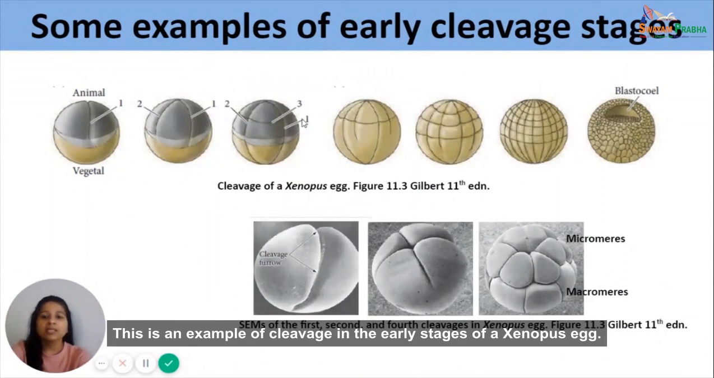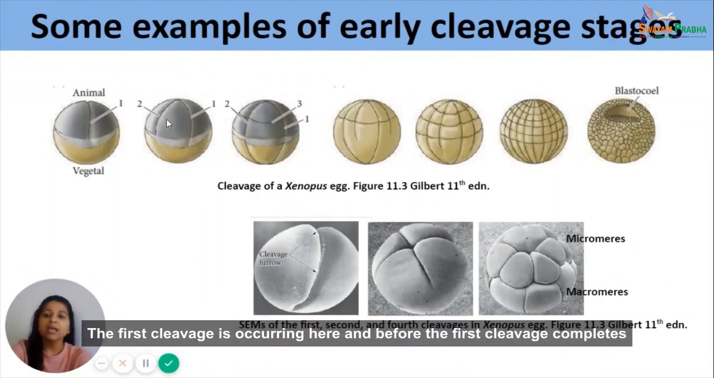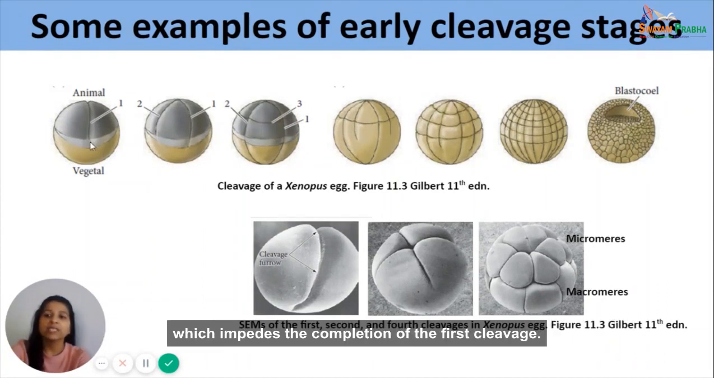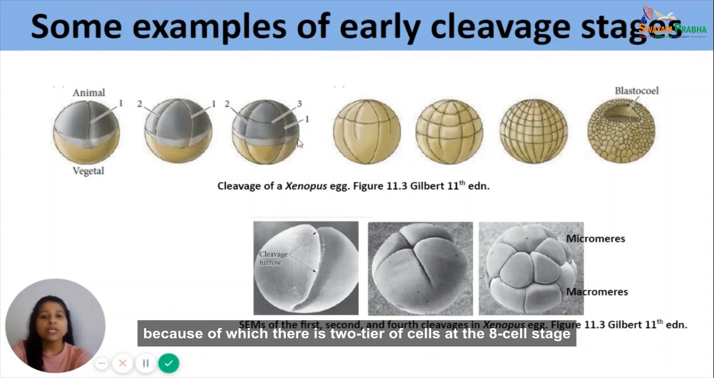This is an example of cleavage in the early stages of a Xenopus egg. The first cleavage is occurring here, and before the first cleavage completes through the vegetal hemisphere, where there is a large amount of yolk present which impedes the completion of the first cleavage, the second cleavage furrow already begins to draw down. And the third cleavage is not equatorial but latitudinal, because of which there are two tiers of cells at the 8 cell stage.